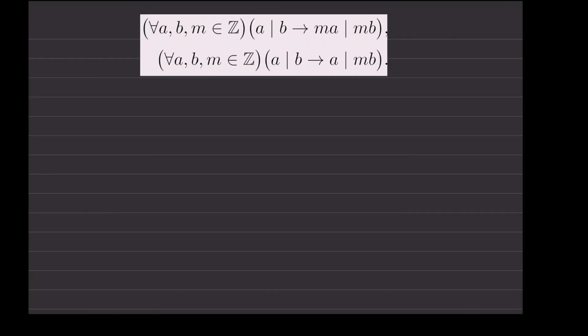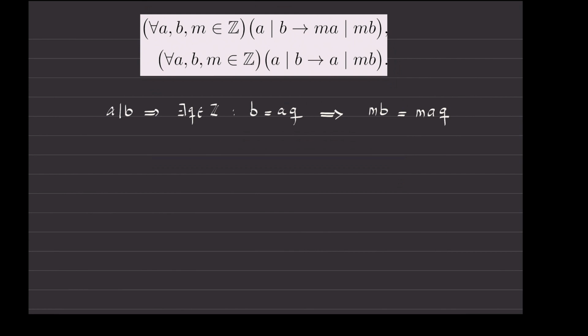Okay, so if I know that A divides B, this means that there exists a Q in Z such that the number on the right is equal to the number on the left multiplied by Q. Okay, so I multiply both sides of this equality by m. So then it becomes mb is equal to maq.